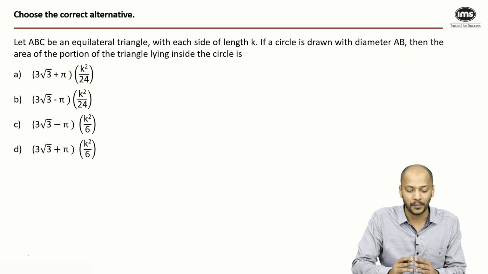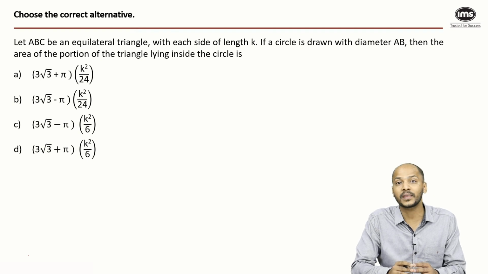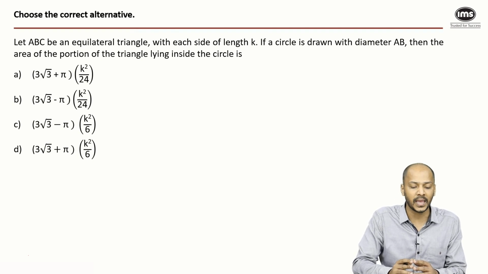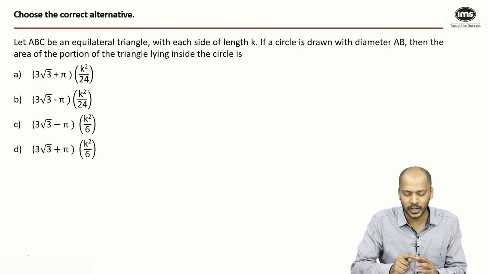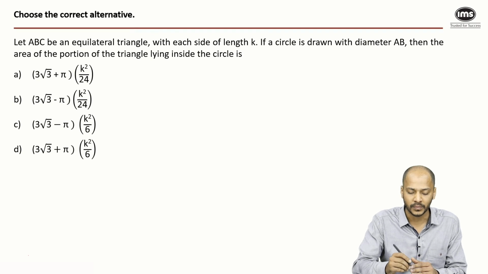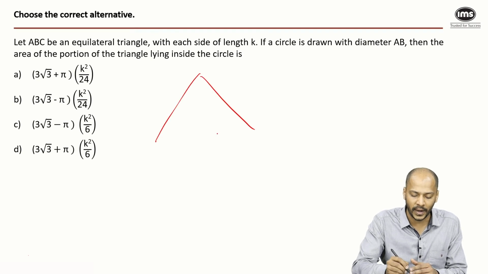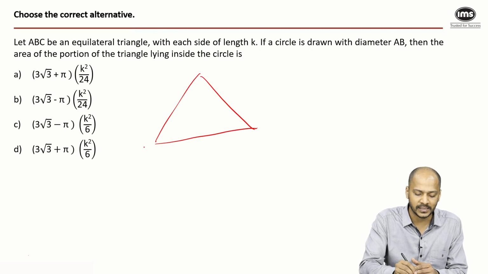Let ABC be an equilateral triangle with each side of length k. If a circle is drawn with diameter AB, then the area of the portion of the triangle lying inside the circle is. Now, in this question, what I understand is the most important part is to draw the diagram. We should have an equilateral triangle, and let us name it as A, B and C.